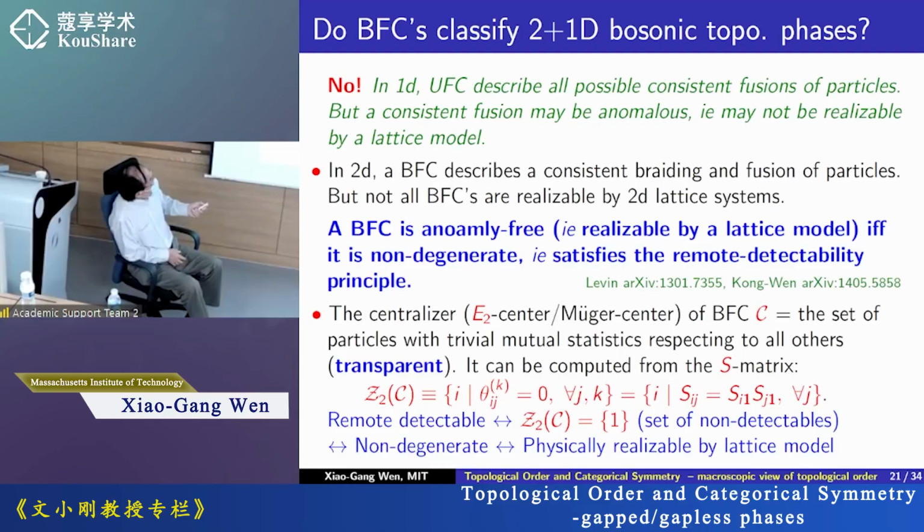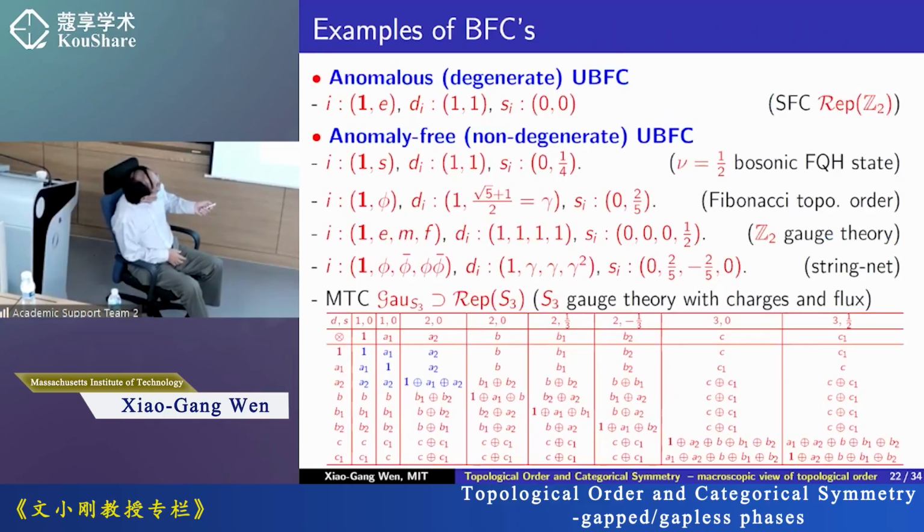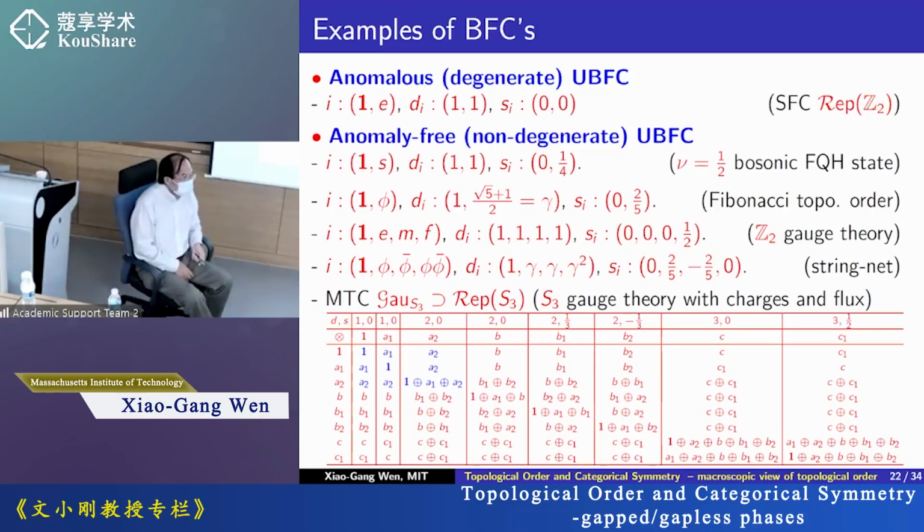So here's an example. The simplest anomalous unitary braided fusion category has two particles, the trivial particle and the E particle. The E particle has Z2 fusion: E and E become trivial, and the quantum dimensions are 1 and 1. The topological spin is 0. They are bosons, so they carry no spin.